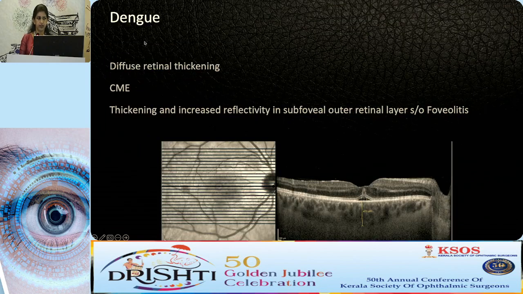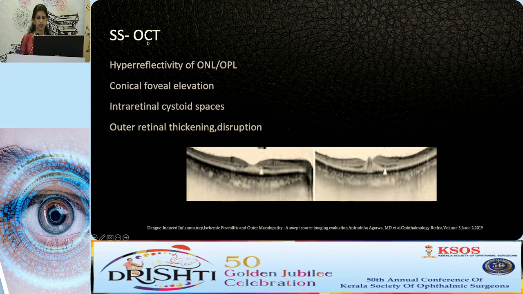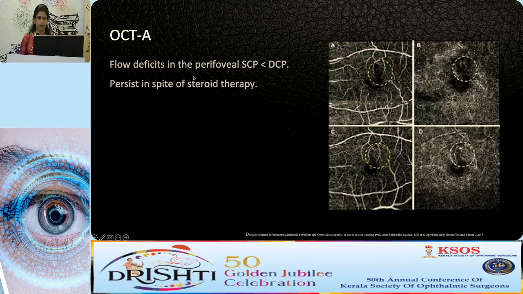Then coming to dengue, three types of involvement have been described on the OCT: diffuse retinal thickening, cystoid macular edema, and thickening and increased reflectivity in the subfoveal outer retinal layer suggestive of foveolitis. With swept-source OCT, newer things have been defined like hyperreflectivity of the outer nuclear layer, conical foveal elevation, intraretinal cystoid spaces, outer retinal thickening and disruption. The OCT angiography again shows perifoveal flow deficits more in the deep capillary plexus than the superficial, which persist in spite of steroid therapy.